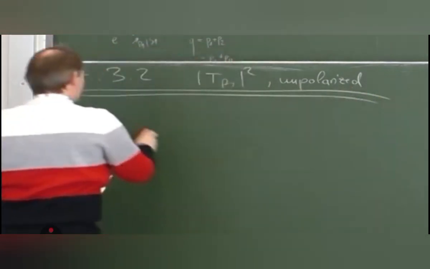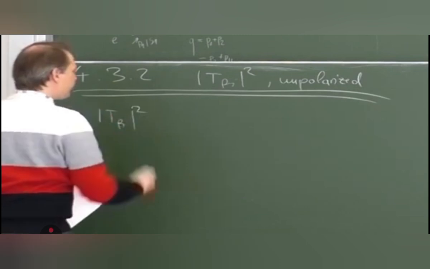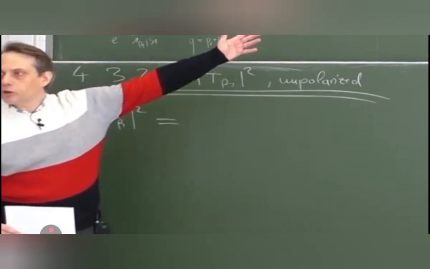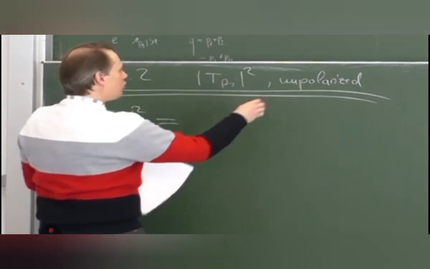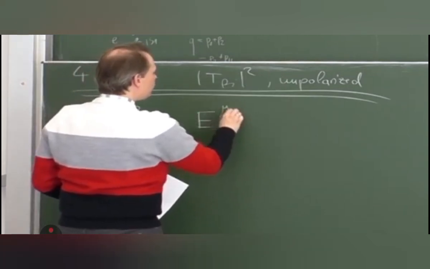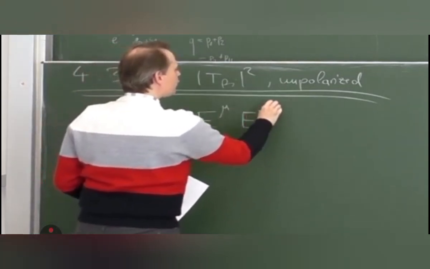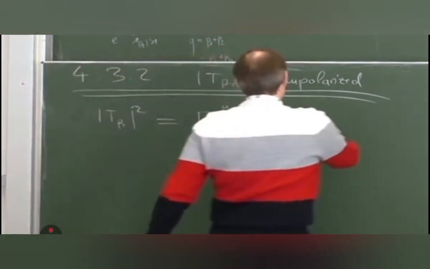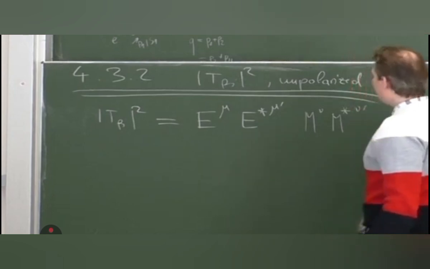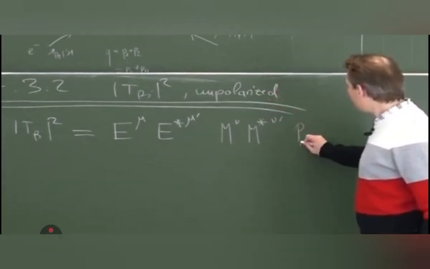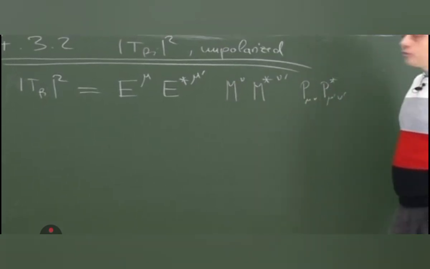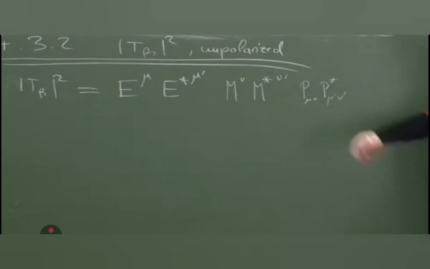So, first the square. The absolute value square is simply the thing times itself complex conjugated. And using the structure, we can write it like this. Let's say we start with E^μ, then E^μ' complex conjugated, then times M^ν, M^ν' complex conjugated, then propagator P_μν times propagator P*_μ'ν'. That is the absolute value square.